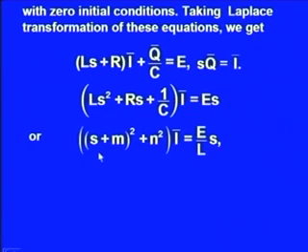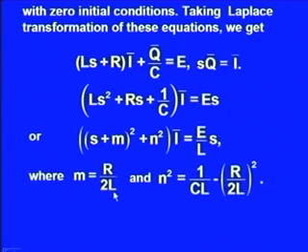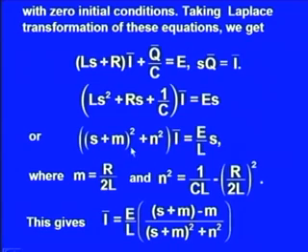which can be expressed as s plus m whole square plus n square into I bar equal to E by L into s after dividing by L, where m is equal to R by 2L and n square is equal to 1 by CL minus R by 2L whole square. And we can then express this equation as I bar equal to E by L, s we can write as s plus m minus m, over s plus m whole square plus n square. We have added and subtracted m here in order to take the inverse Laplace transform of this equation.